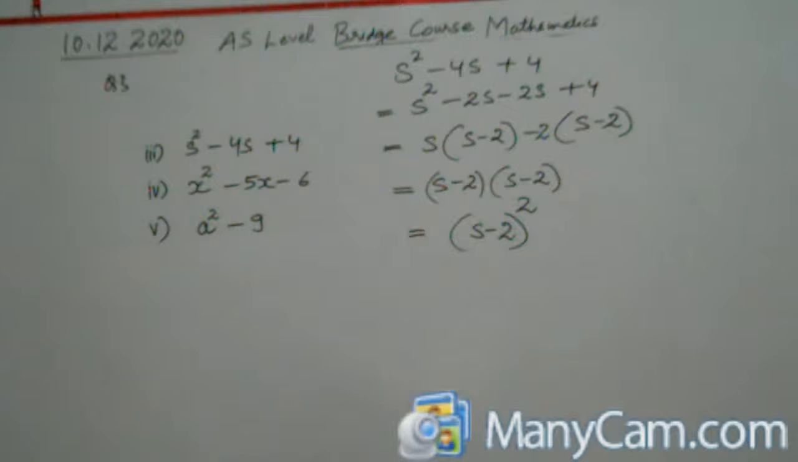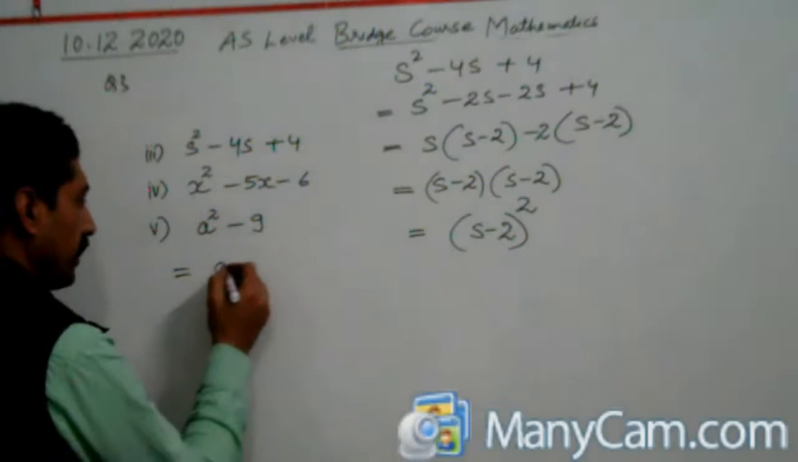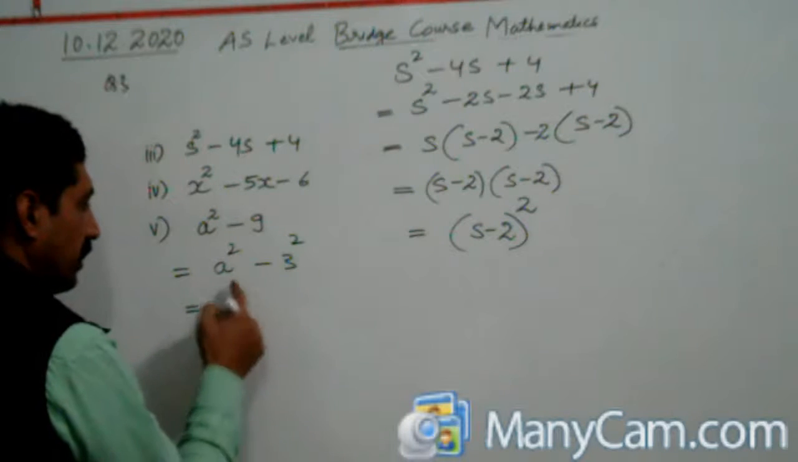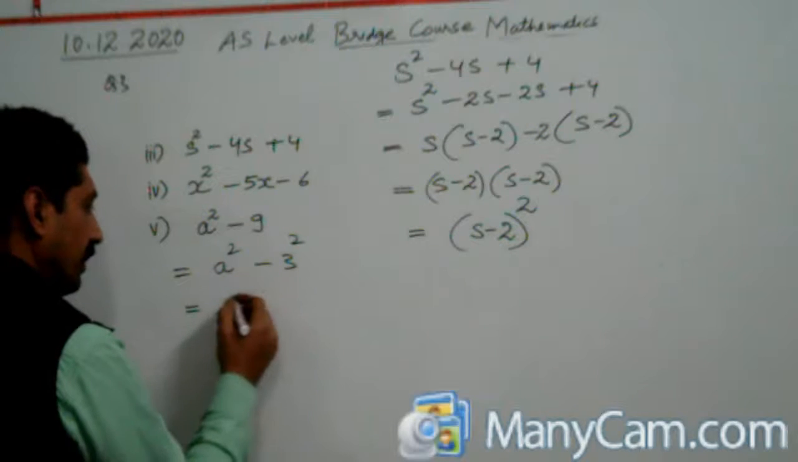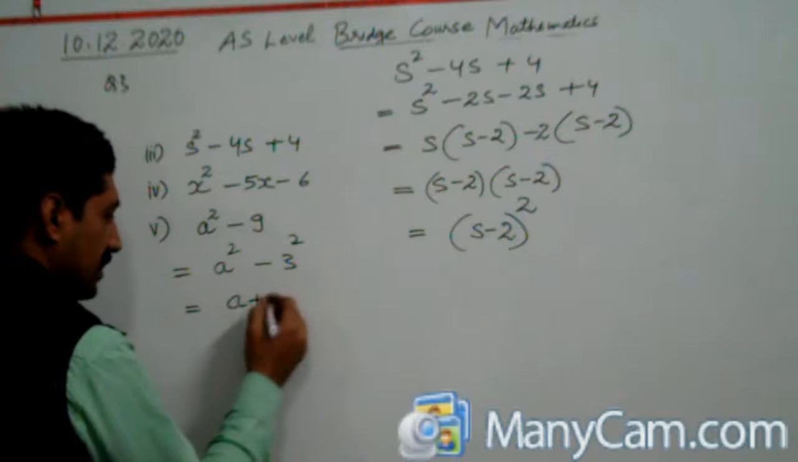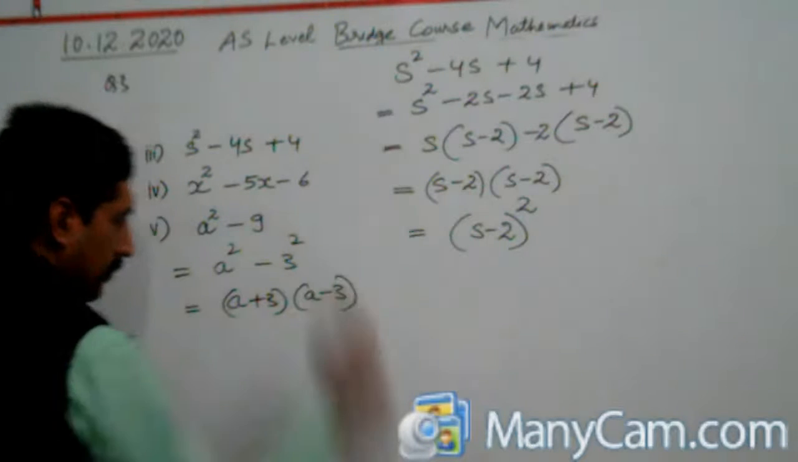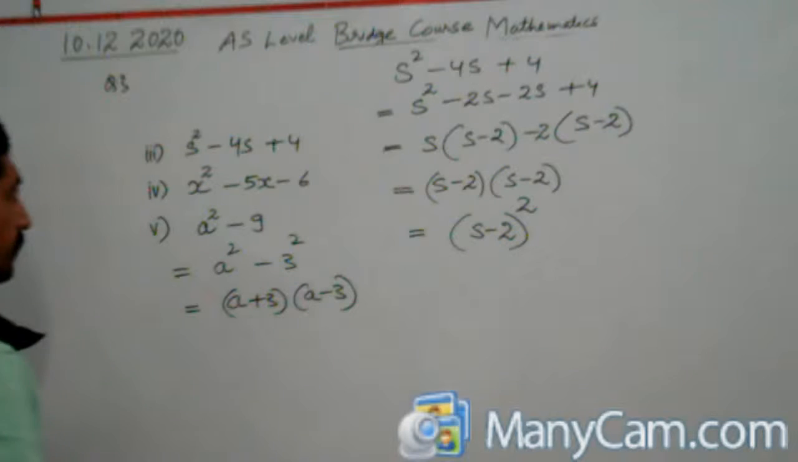Before the next one, let me solve the last one first. A square minus 9, that is a square minus 3 square. So you can write it as (a + 3) into (a - 3), right?